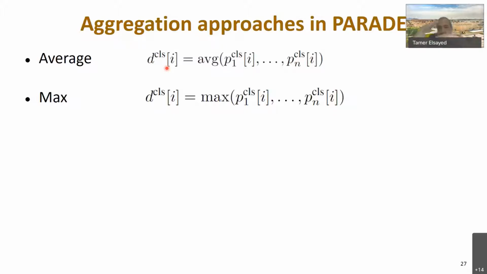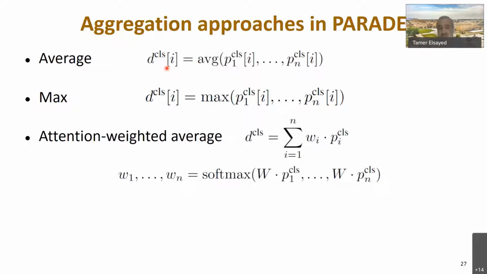You put the vectors, the embeddings, and then take the maximum at each element of the embeddings. Okay, at each dimension. So that's called max pooling. So that's the max. The other one was average. So average, max. The third one is attention weighted average.